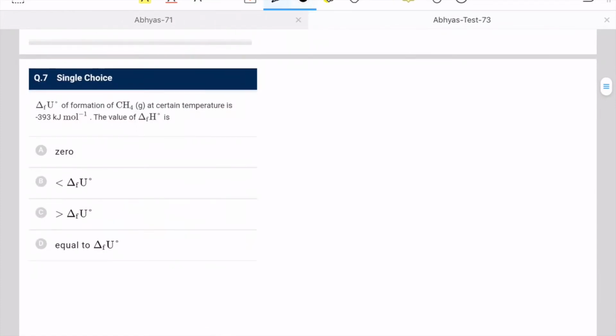So delta U for formation of methane at a certain temperature is minus 393 kilojoules. The value of delta H is not asked to be calculated, but whether it is less or more is asked. So we can calculate like this. We can write down the reaction: carbon solid plus 2 hydrogen gas gives rise to CH4 gas.